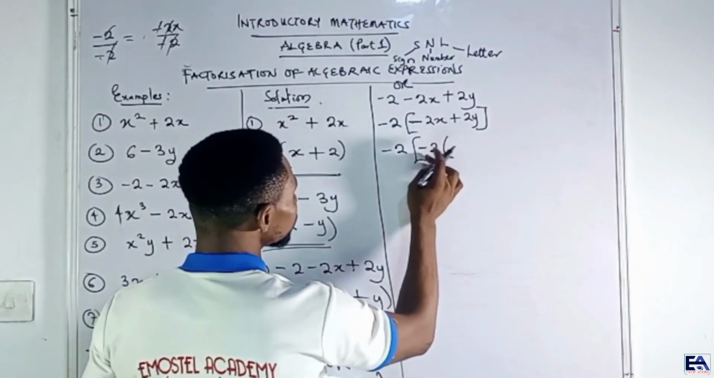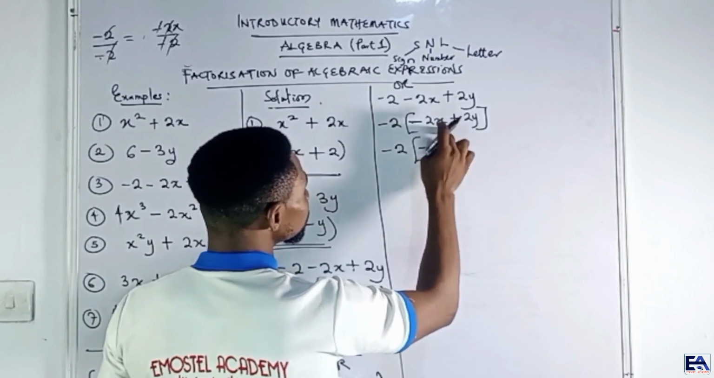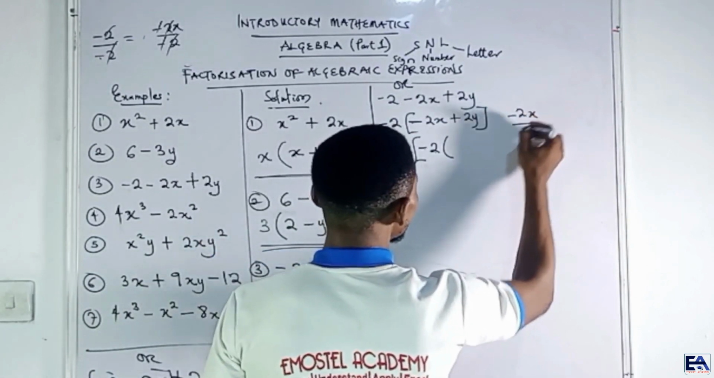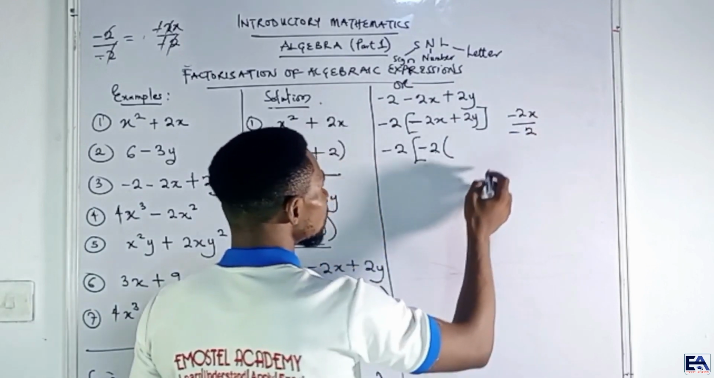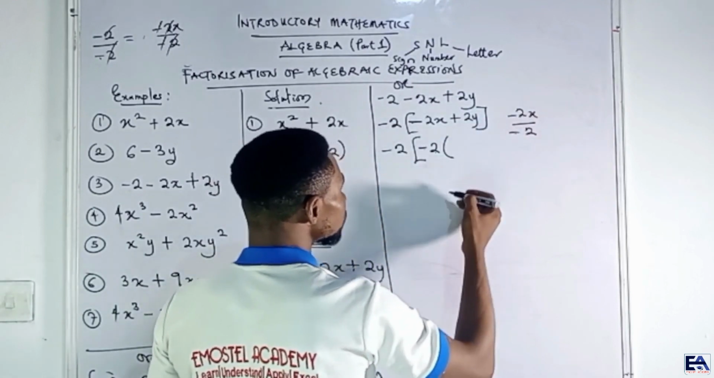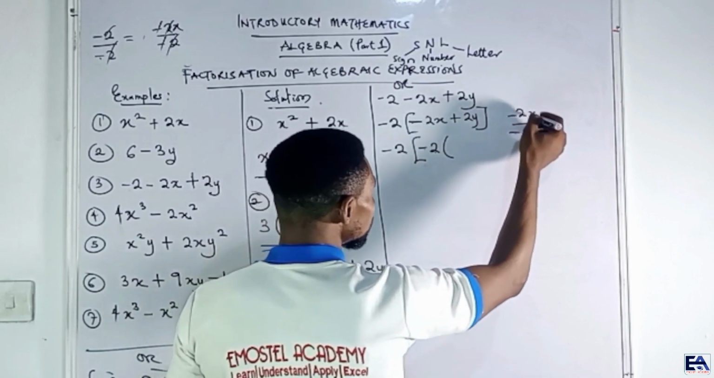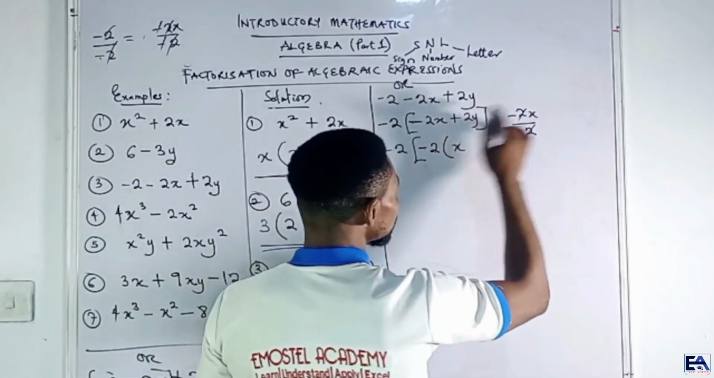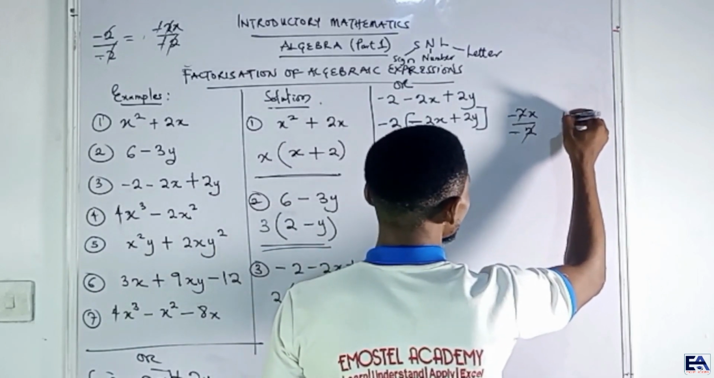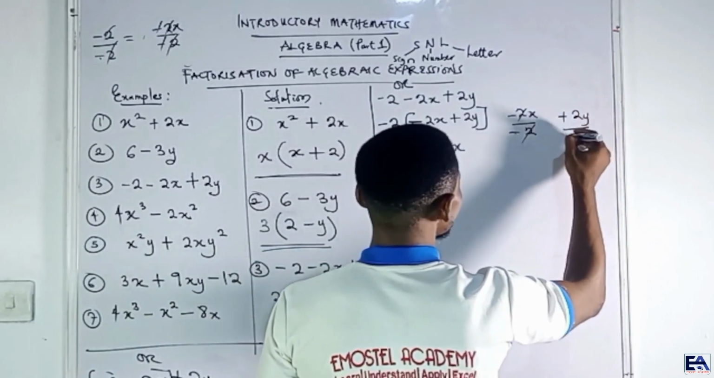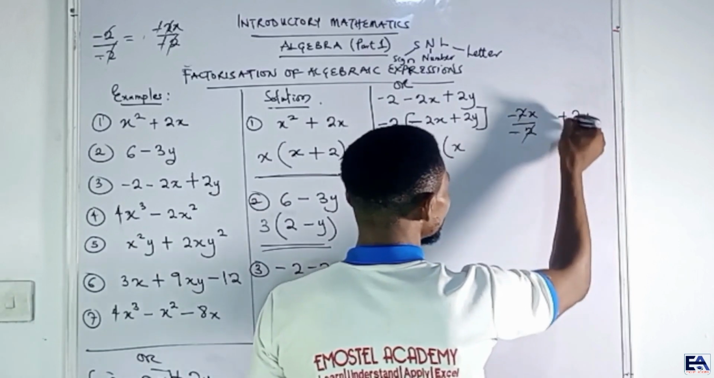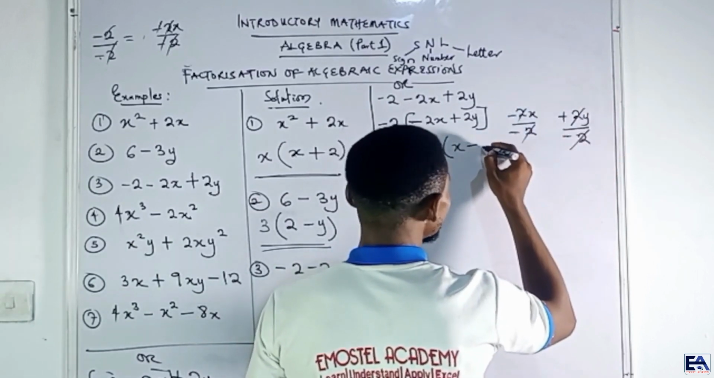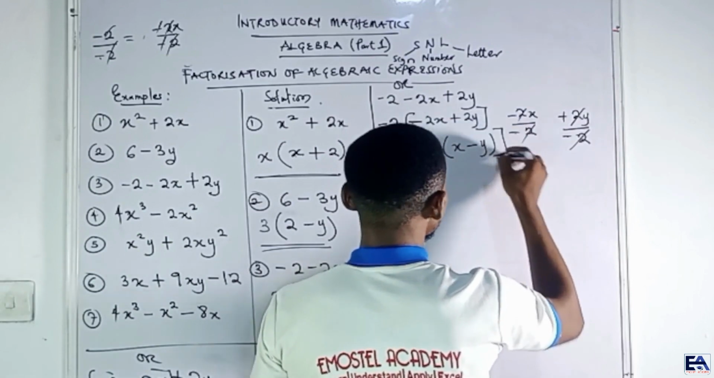So when you open your brackets, what comes next? We use this minus 2 to divide these two terms. So we have minus 2x divided by minus 2. Minus divided by minus is plus, that's positive. Then 2 cancels 2, which remains x. And then plus 2y as well, plus 2y divided by minus 2. Plus divided by minus is minus, then 2 cancels 2, so we have y remaining. So we have it this way.